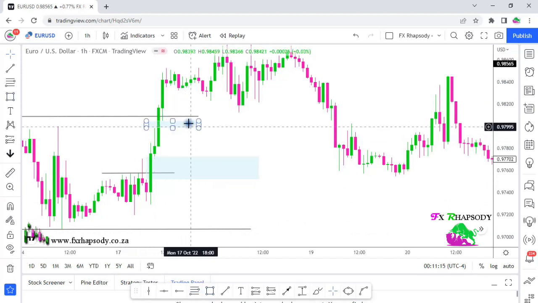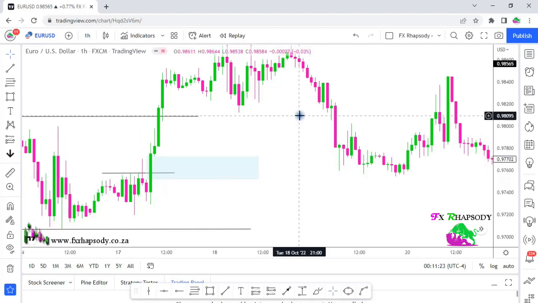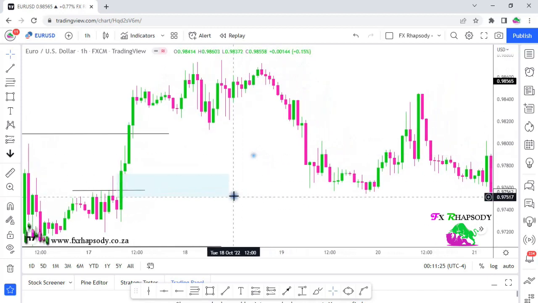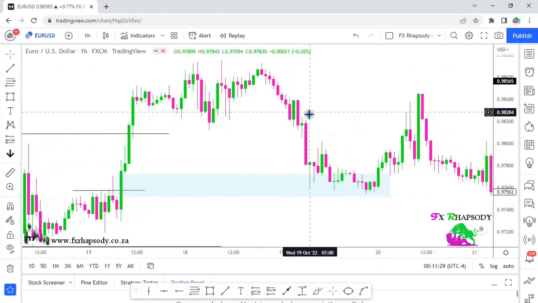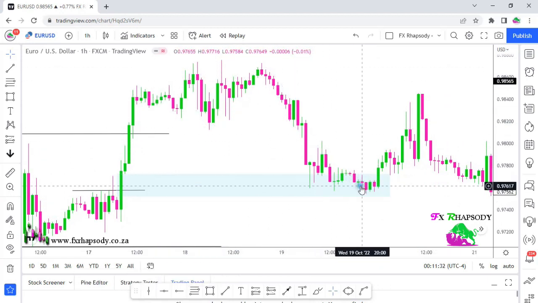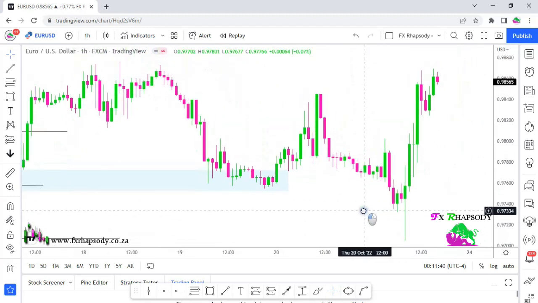So I'm just going to show you this one, because there's a lot of them that price just ran through, but a lot of times price just retraces back to those areas. As you can see, price going up and then coming down and then retracing nicely to this fair value gap. It retraced all the way to that area. So just going to zoom in a bit. Now this is where your opportunities lie.